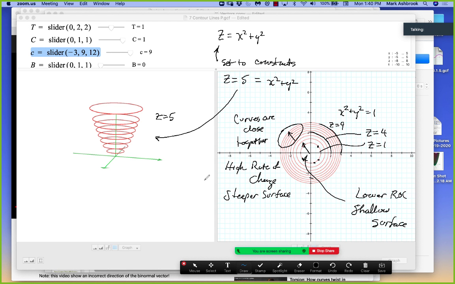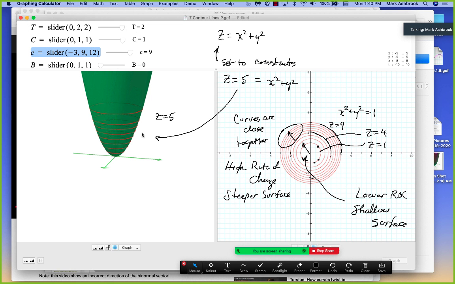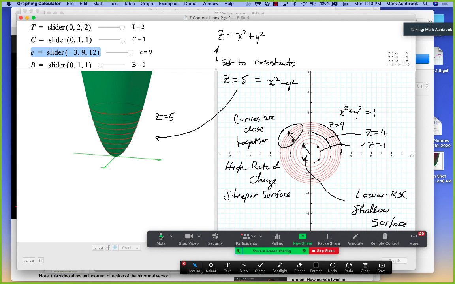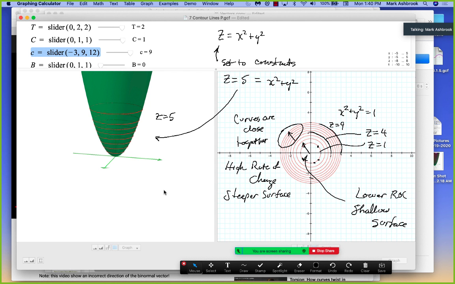And we see that with the surface itself. So if I turn on the surface, near the origin, it's more shallow. For the same horizontal change, you don't see much change in z. You get further away from the origin, for the same horizontal change, your z changes a whole lot, right? So you're going to cross lots of lines. And so your z is going to change much more. And so that's higher rate of change. Okay, does that make sense?